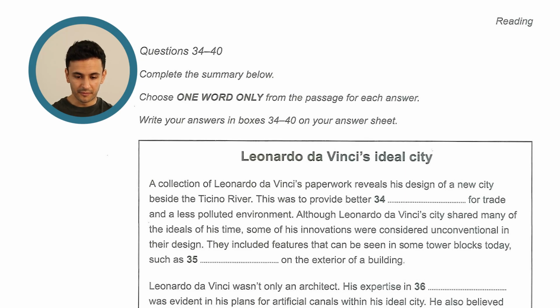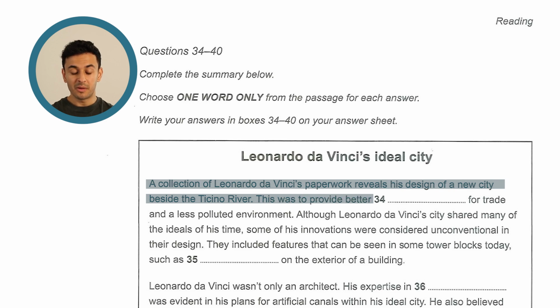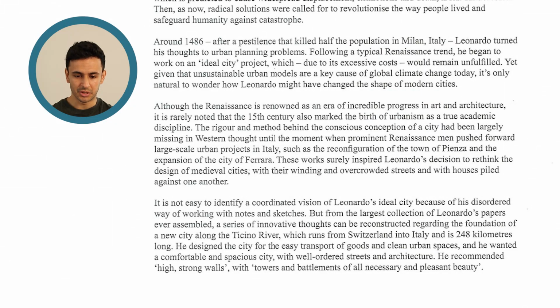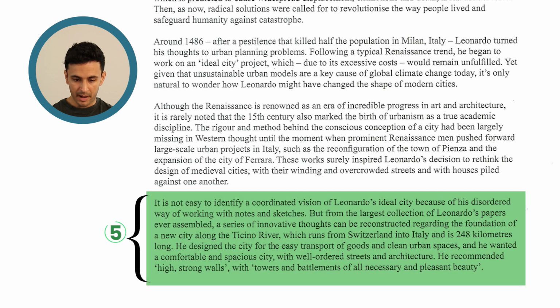Now, if I read the first sentence, collection of Leonardo da Vinci's paperwork reveals his design of a new city beside the Ticino River. This was to provide. So as I mentioned before, here I can see this Ticino River, and since it's actually a name, all I need to do is find the paragraph that mentions this. It starts with a capital, so I need to locate the exact same word. And I remember the paragraph where it was mentioned. It was in the 5th paragraph.